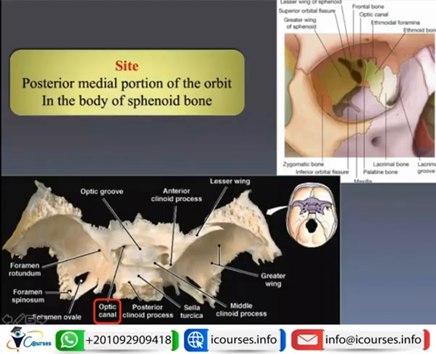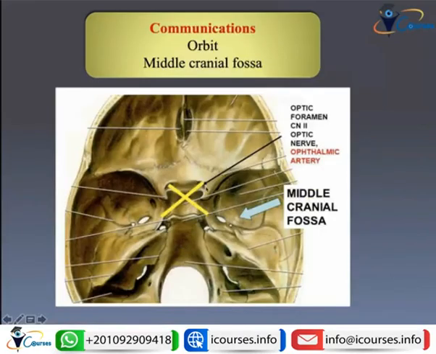And this is the sphenoid bone. You can see it separates the anterior cranial fossa from the middle cranial fossa. It is made mainly by three main parts: the greater wing, the body, and the lesser wing. This is the lesser wing. This optic canal will transmit the optic nerve, communicating the orbital space to the middle cranial fossa, as we can see here. This is the anterior cranial fossa, this is the middle cranial fossa, and this is the passage of the optic nerve.